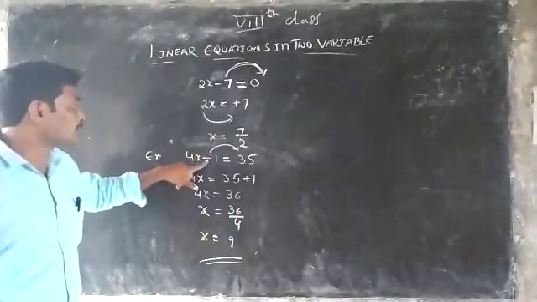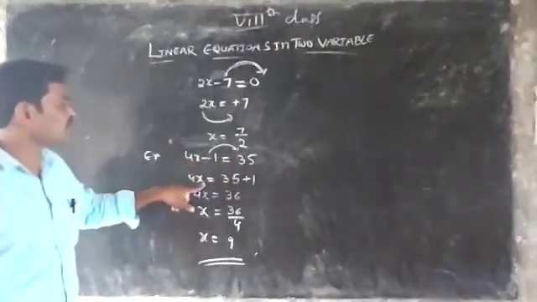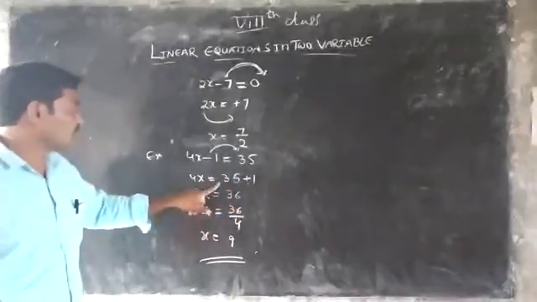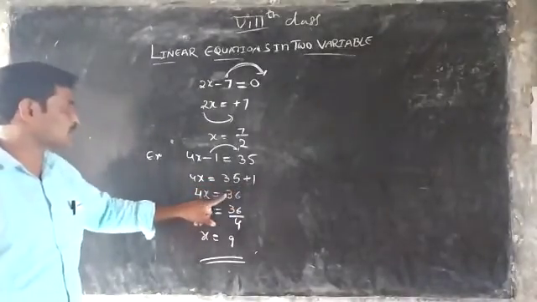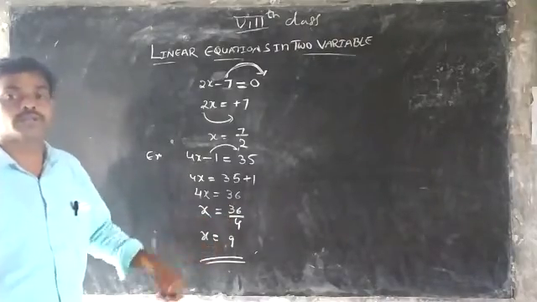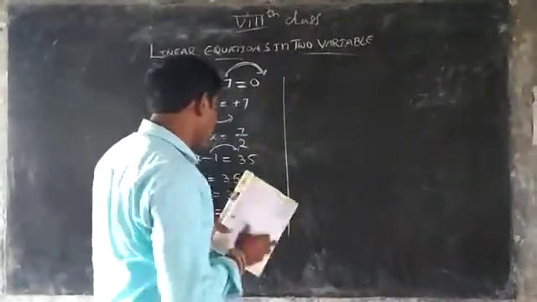Understand? This 4x minus 1 is 35. 4x is equal to 35 plus 1, as minus 1 transposes to the RHS as plus. 35 plus 1 is equal to 36. 4x is equal to 36. x is equal to 36 by 4. x is equal to 9. Now some conditions.